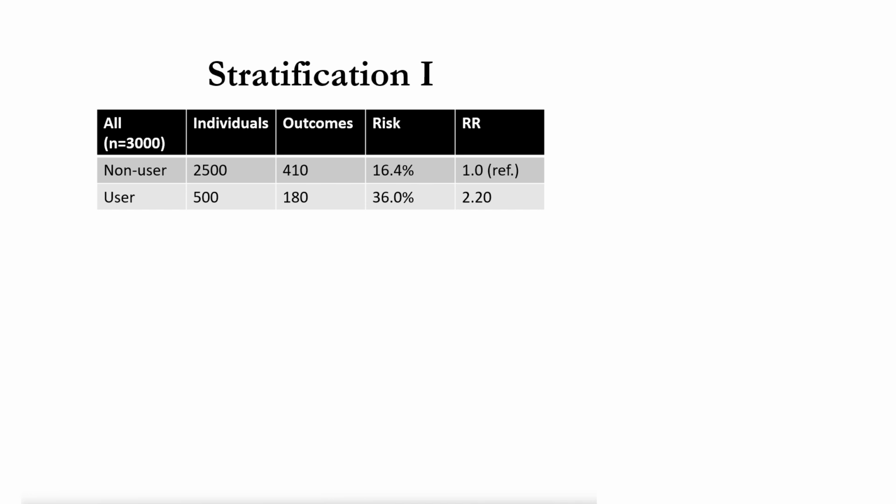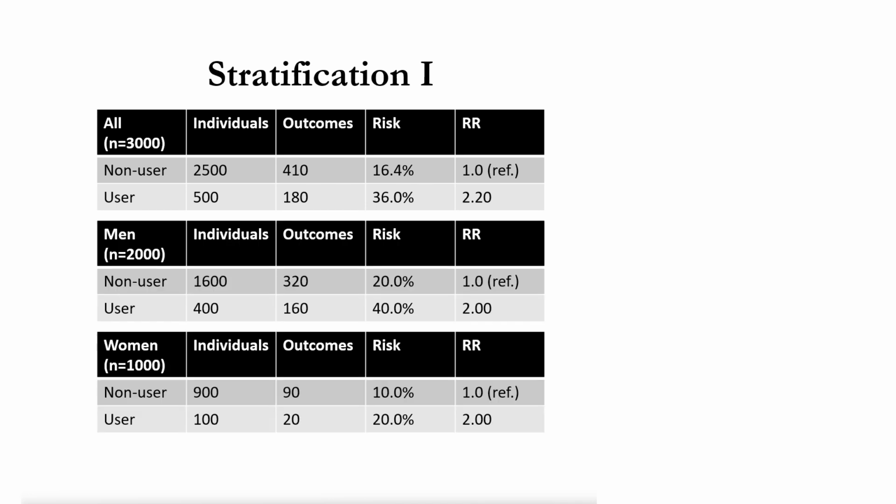There's the number of outcomes, which translates into a risk. So there is a 36% risk in the user cohort and a 16% risk in the non-user cohort, corresponding to a relative risk of 2.2. However, this is a confounded estimate because when we stratify, so we perform the same analysis but in men and women individually, we see here that there are 2,000 men and 1,000 women, and in each of these two strata, the relative risk is 2.0.